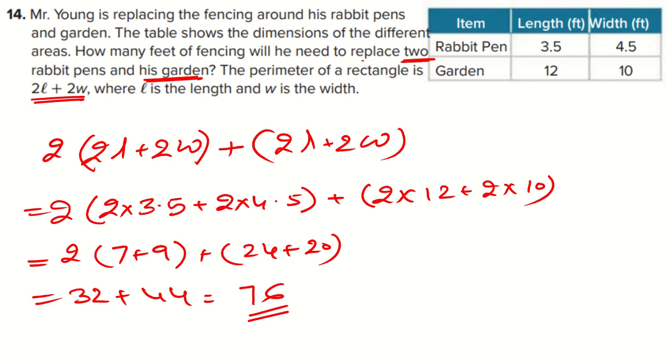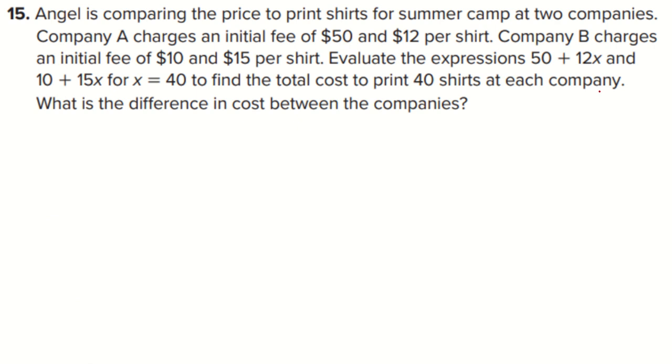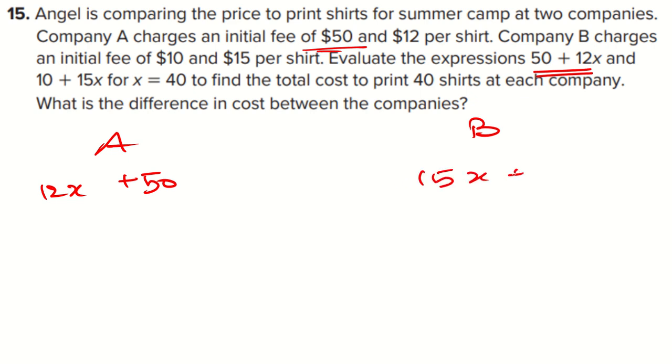Okay. Now, Angel is comparing the price to print the shirt for summer camp at 2 companies. Company A here, company B there. Then initial fees. Company A has initial fees of 50. So plus $50 and 12 per shirt. So 12x. Okay, they have written here. And for this it is 15x plus 10.